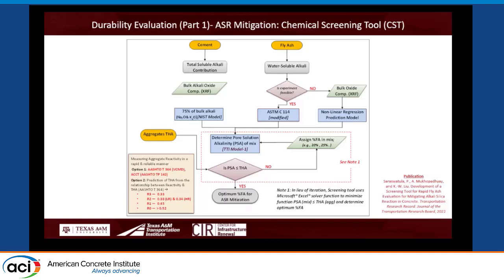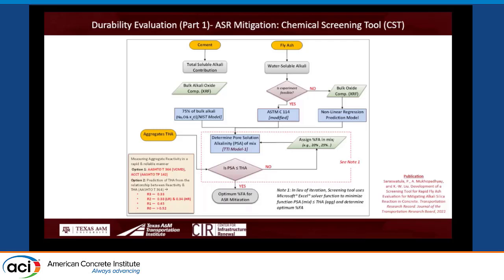Whatever percentage of SCM satisfies this criterion, that is the optimum dosage to mitigate ASR of that particular aggregate. This is called the quick chemical screening tool, very quick. It takes only 1 or 2 days. Very quick, but based on pore solution, it's fundamental. So this is all Excel solver, everything is done in the Excel sheet. You just feed the input, you don't have to do anything. Excel sheet is going to do that. I'm explaining, but the TxDOT people don't have to know this theory.